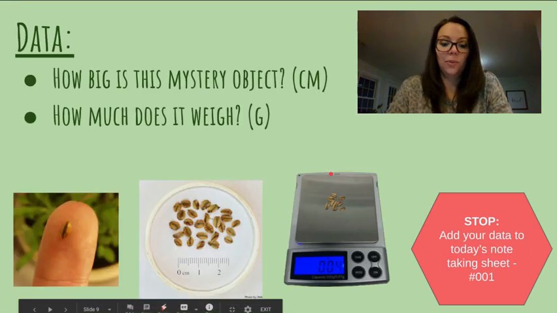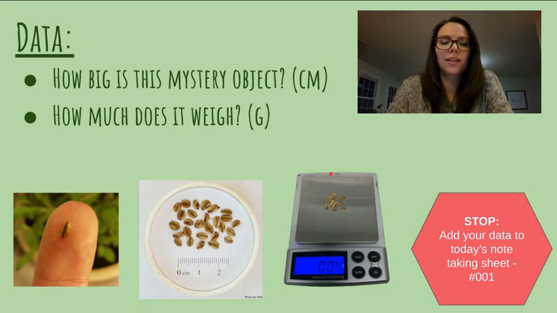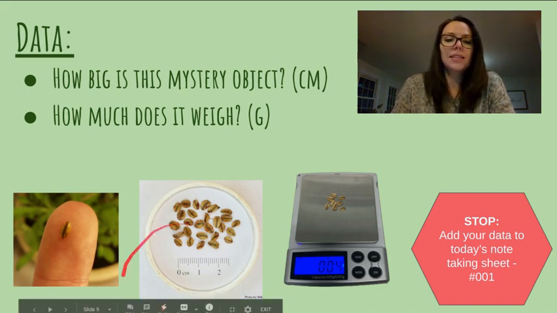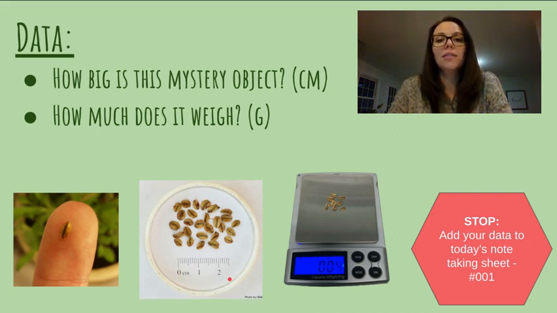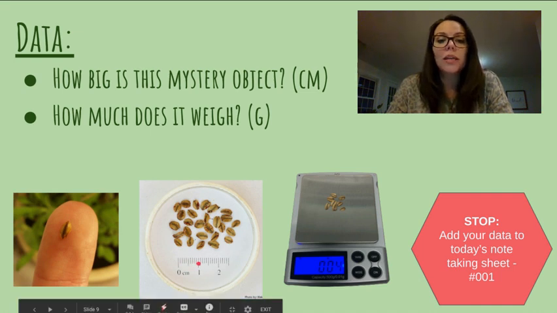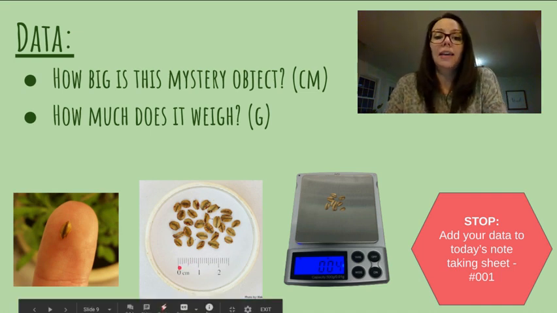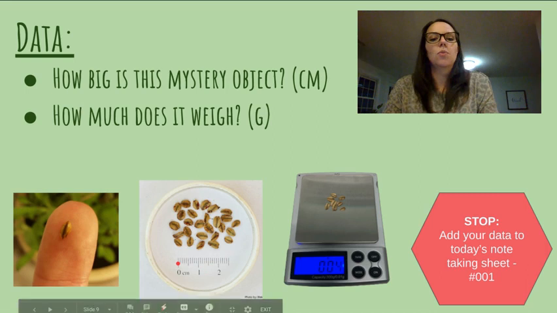Okay, next, we're going to collect some data about our mystery object. So to figure out how big it is, you can look at this image right here. You're going to notice that there's several of this mystery object in the picture, and there's a scale here, 0, 1, 2. And those numbers are in centimeters. The smaller lines between them, there's 10 going from 0 to 1. Those are millimeters. So there are 10 millimeters in 1 centimeter.